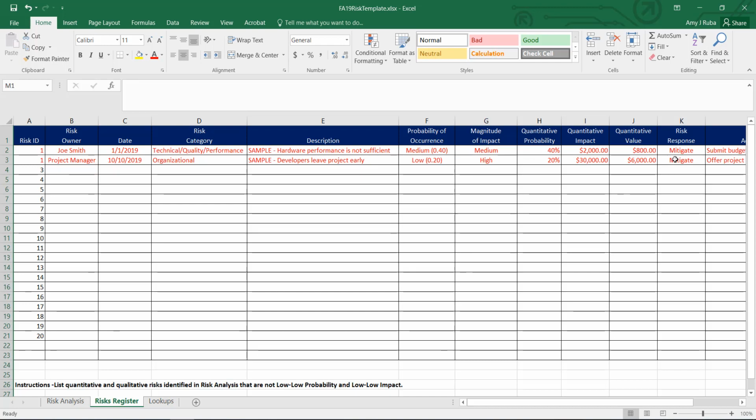Because it is a quantitative risk, we then need to provide a quantitative probability and a quantitative impact. We carried over the 20% quantitative probability from our probability of occurrence, and we determined that the quantitative impact of that risk happening is $30,000. The quantitative value was then calculated as 20% of $30,000 or $6,000.